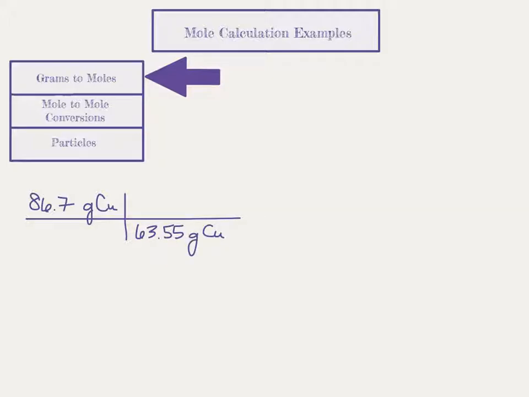Please notice how I'm setting up the dimensional analysis to make it so that my grams of copper cancel in my calculations. This leaves me with moles, which is my goal. In this case, my answer will be 1.36 moles of copper after I round with the proper number of significant figures.